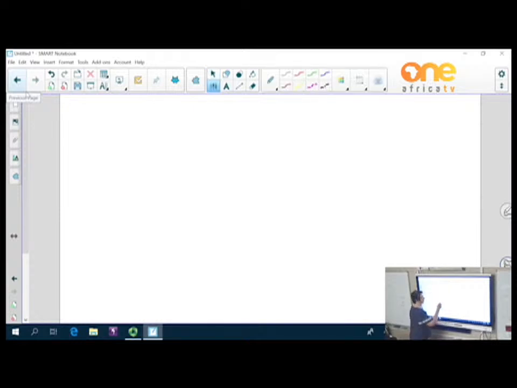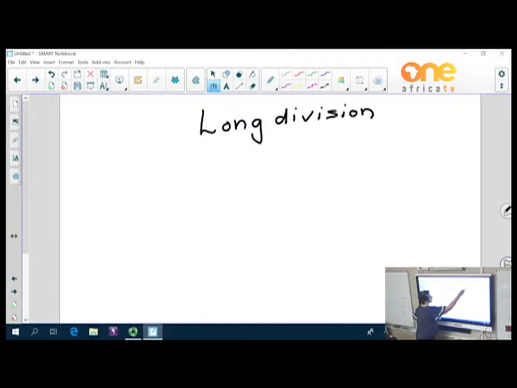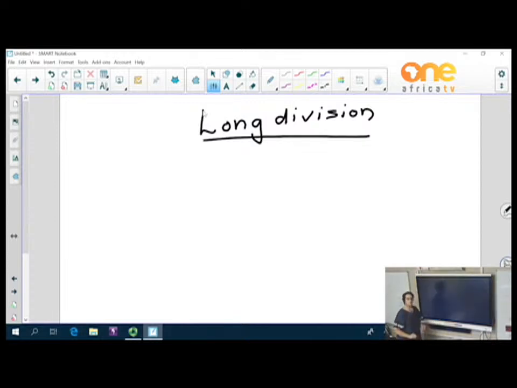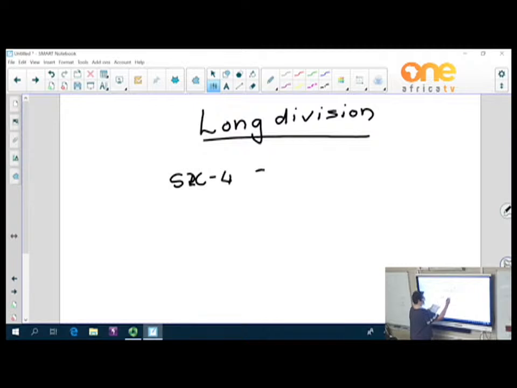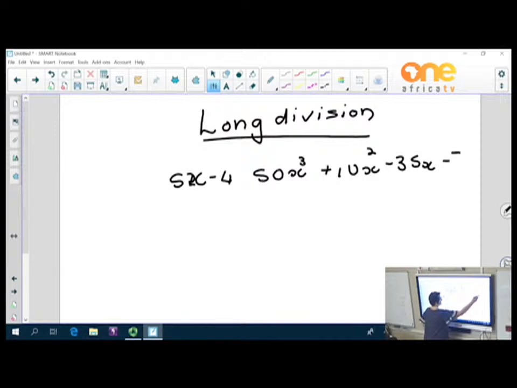Grade 10s, we continue then with long division. Now, here we're going to find some places where we have a remainder, but we're going to do exactly the same steps. I'm going to do one example for you. 5x minus 4, and I want to divide this into 50x to the power of 3 plus 10x squared minus 35x minus 7.